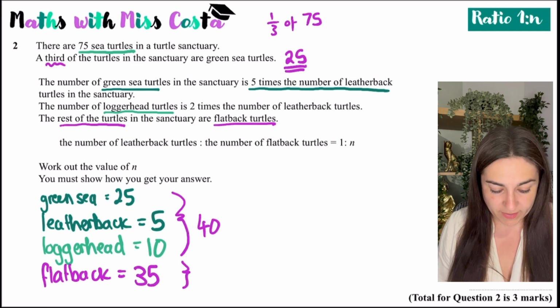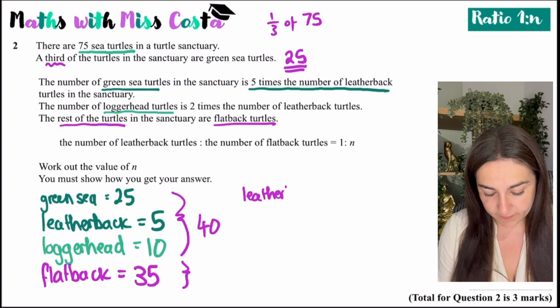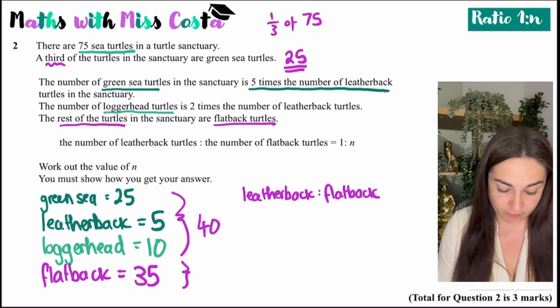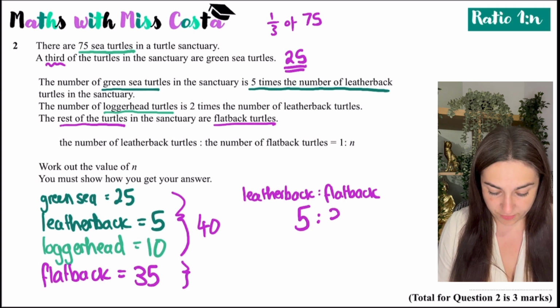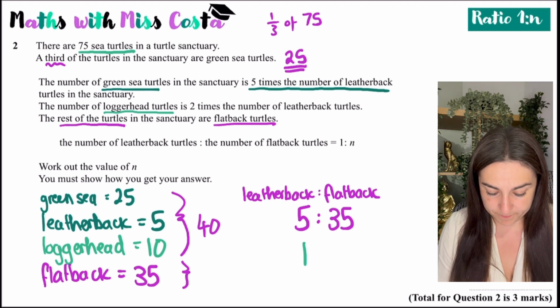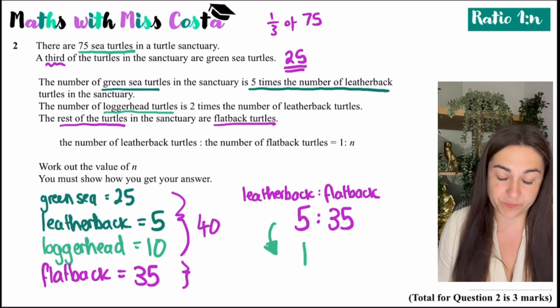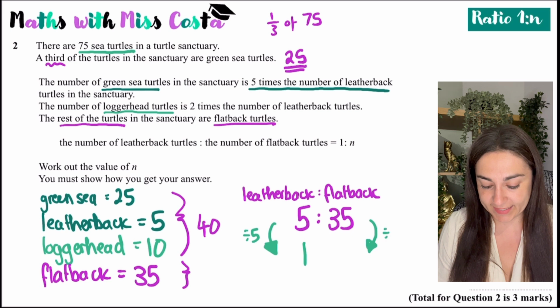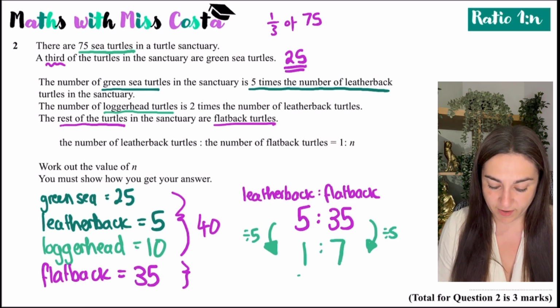I'm then told that the number of leatherback turtles, so leatherback to flatback, is 1 to n. And I need to work out the value of n. So let's actually write that down. There are 5 leatherback turtles and 35 flatback turtles. And I need to write this in the form 1 to n. So what have I done? Or what have I divided 5 by to get it into the ratio of 1? I've divided by 5. So I need to do exactly the same to the other side. So 35 divided by 5 is 7. So n would equal 7.